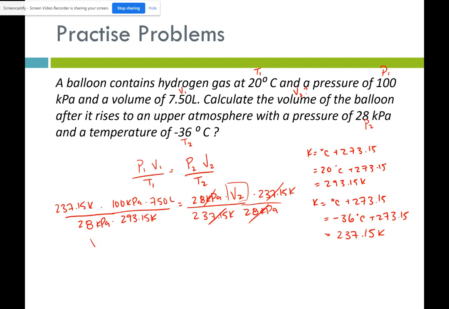All right, so my V2 is going to be 237.15 Kelvin times 100 kilopascals times 7.50 liters all over 28 kilopascals and 293.15 Kelvin. That's going to give me, I'm just plugging this into my calculator.